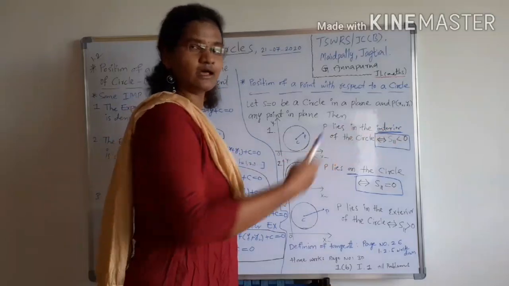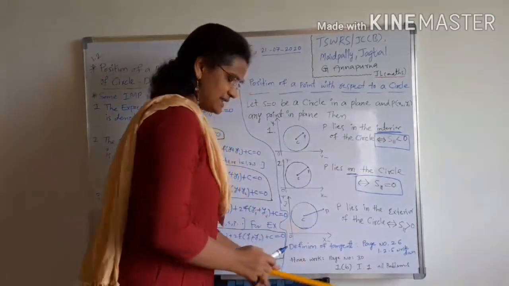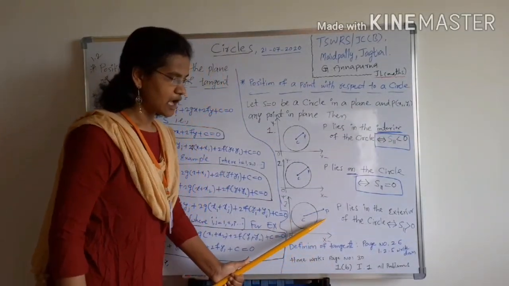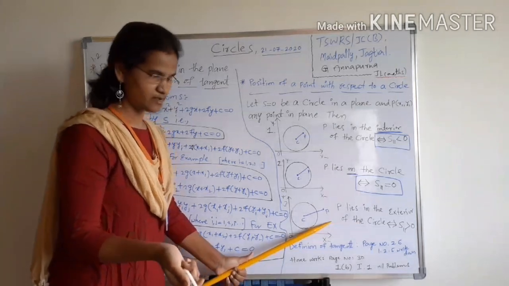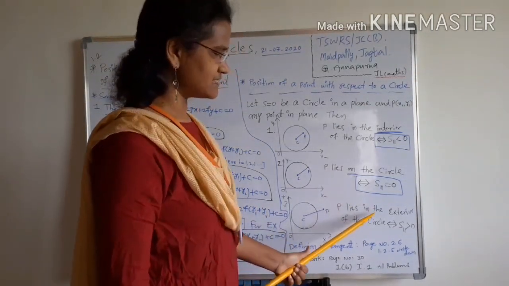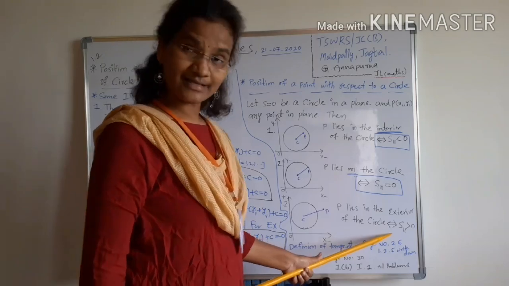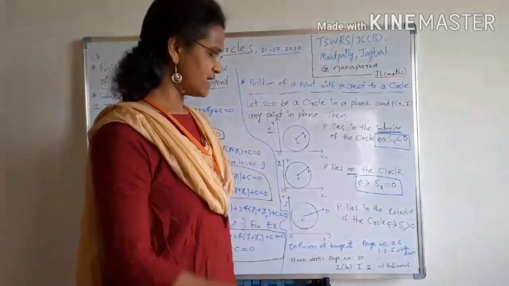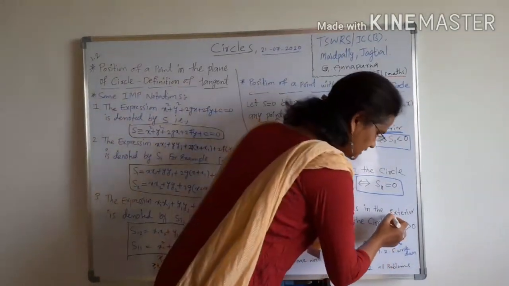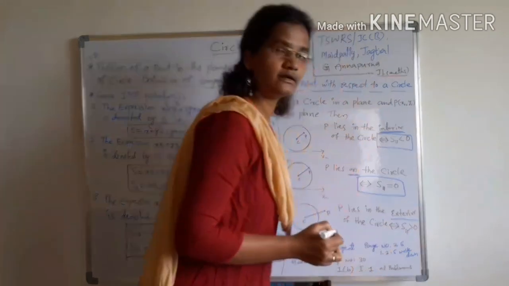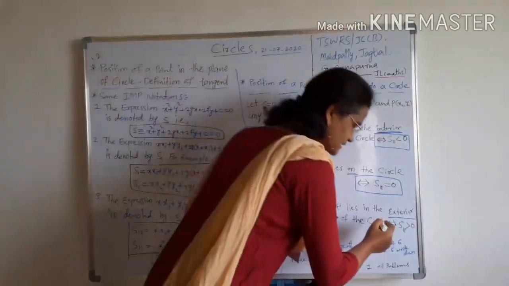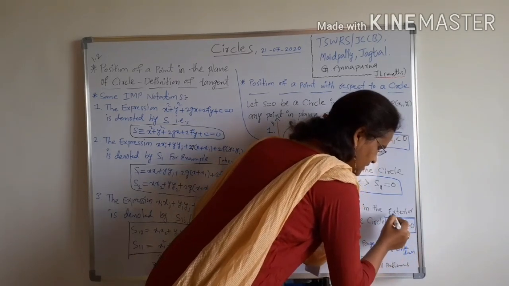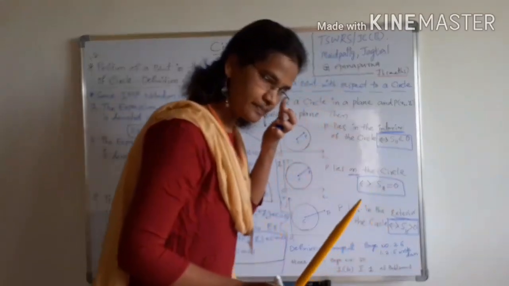P lies in the exterior of the circle in the plane. Okay? P lies exterior of the circle in the plane. See here, this is the outer side of the circle. So that means P lies in the exterior of the circle, that implies and is implied by S11 greater than 0. Right. So what is the condition? If exterior, when the point lies exterior, what is the condition? That implies and is implied by S11 greater than 0. Okay?